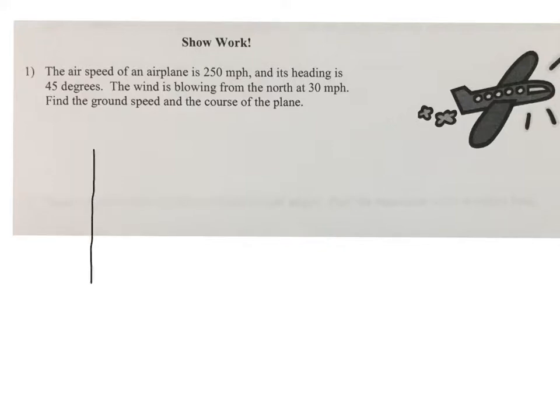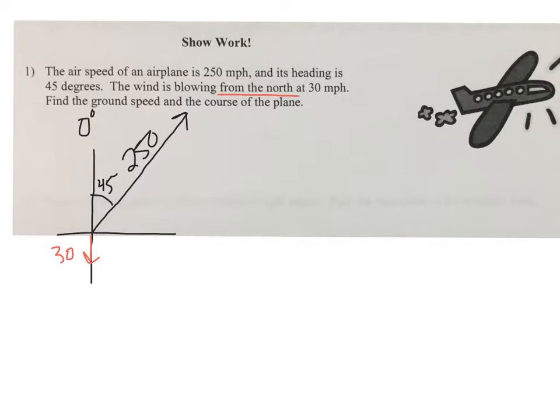The airplane is traveling at 45 degrees, and that means from due north. So here is your airplane's vector, 45 degrees, and that's 250 miles an hour. And there's a wind blowing from the north. From the north means it's blowing to the south at a wee 30 miles an hour.